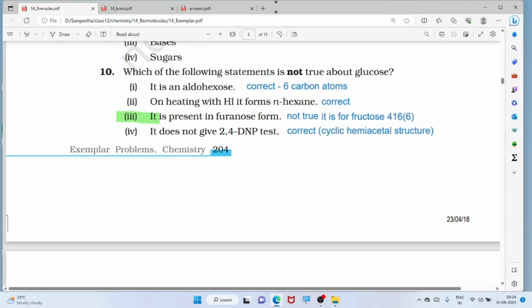Which of the following statements is not true about glucose? Not true, they are asking. It is an aldohexose, 6 carbon atoms, so this is correct. On heating with HI, this is also correct. It is present in the fructose form. No, this is not true. This is for the fructose, not for the glucose. It does not give, this is correct. This is the only wrong one. This is not true.